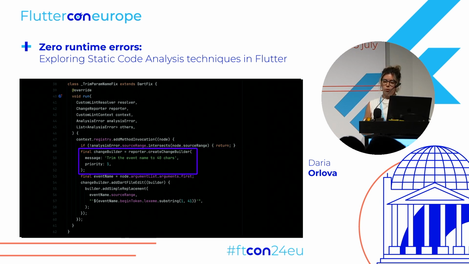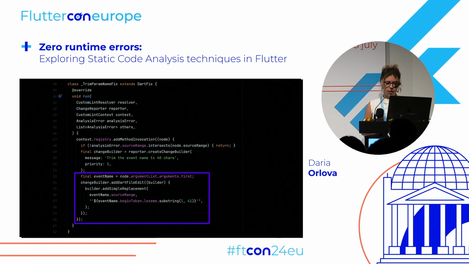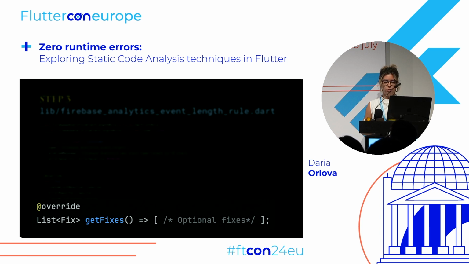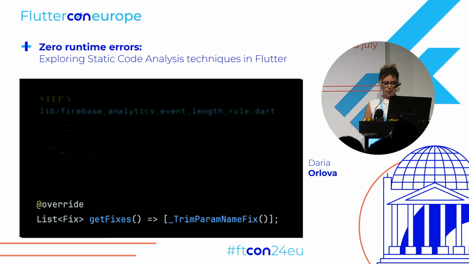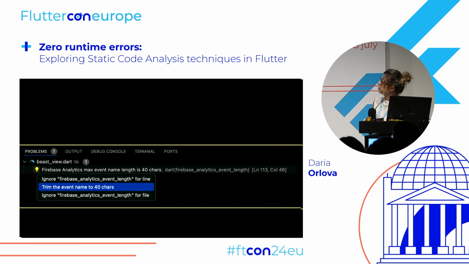Next we create an instance of a change builder where we can specify priority, which also doesn't work in Android Studio. But that's not important, and also the message. And finally, what we want to do on this fix is substring the string and make it 40 characters. And we also need to return that fix from the getFixes method of our lint rule. And now we will see it as an option in the IDE.